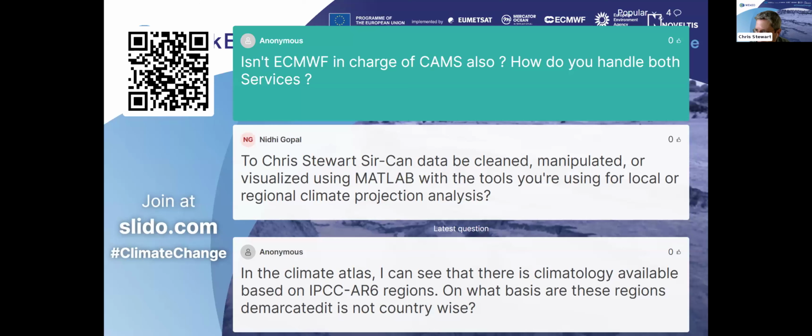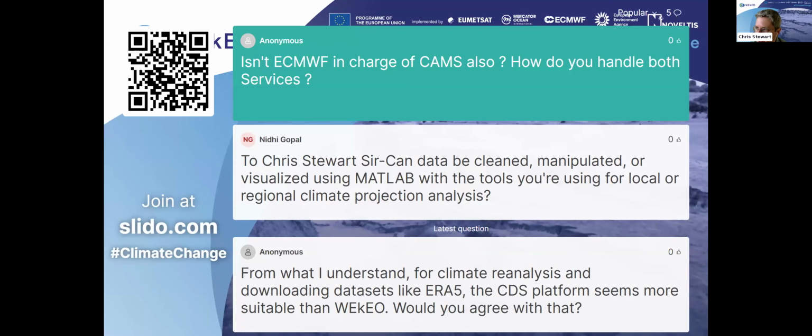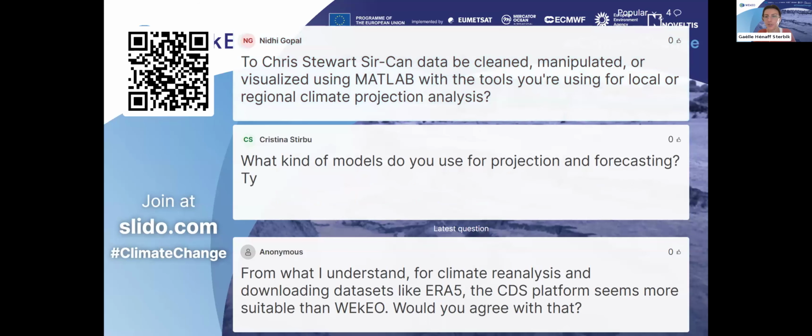So CAMS provides more kind of forecast data, so over shorter timescales. So we provide forecasts over the next 4 or 5 days. So 4 days for the European air quality forecast, 5 days for the global atmospheric composition forecast. We also provide reanalysis data, but reanalysis data for atmospheric composition. So different chemical species and aerosols. So yes, similar products, but different timescales, not so much climate, it's more on the short-term forecasting, and it's more focused on atmospheric composition. Yeah. Okay, thanks a lot.